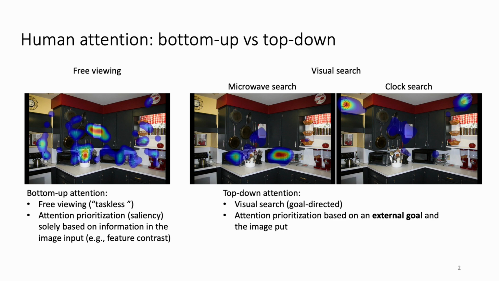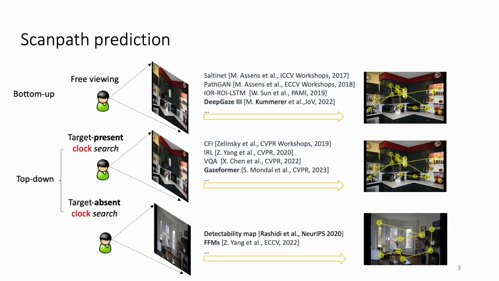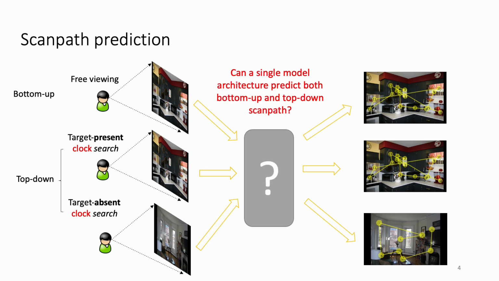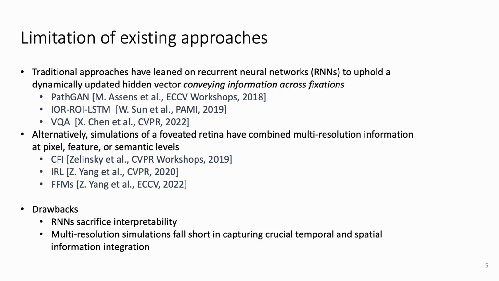For example, searching for a microwave and a clock in an image will lead to completely different attention maps. For different tasks, the Scanpath can be very different, and we'll often need to choose different models to predict it. In this work, we aim to design a model that can predict both bottom-up and top-down attentions. An important question in Scanpath prediction is how to accumulate information across fixations. Existing methods often use an RNN or a multi-resolution approach, which either sacrifice interpretability or cannot capture spatial and temporal information well.